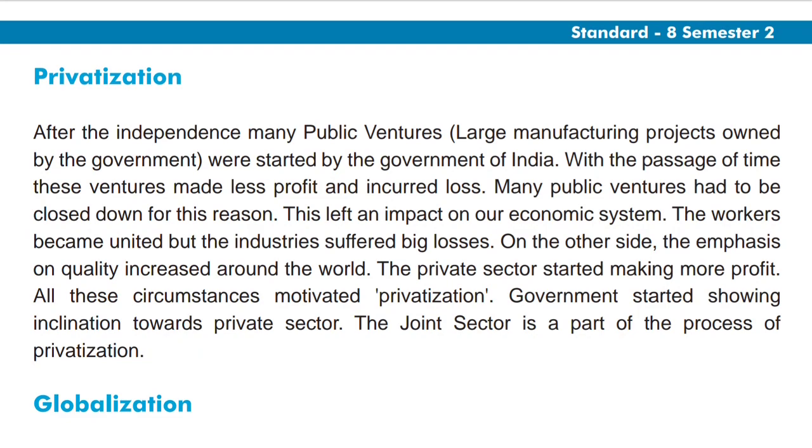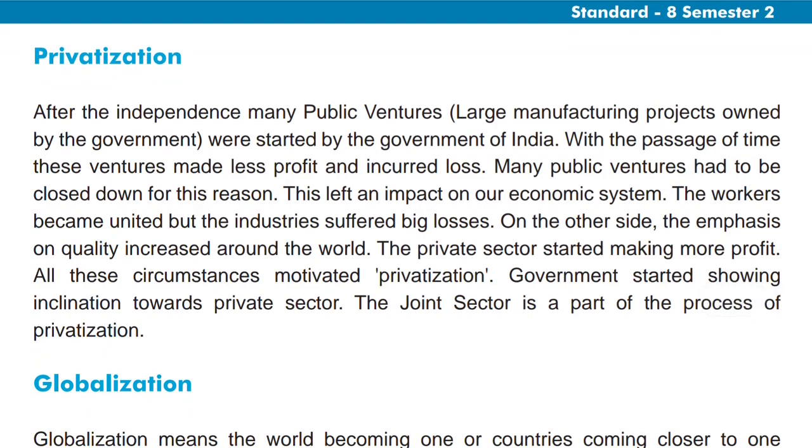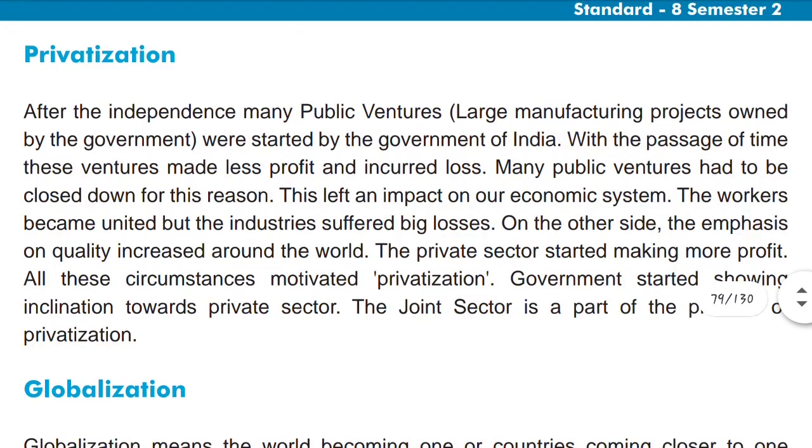You all know that if a shop is running at a loss, we cannot continue the shop for a longer period and we have to close it down at the end. The same thing happened with the public ventures. This had an impact on our economic system. The workers became united, but the industry suffered big losses. When the industries were closed down, the workers had no work. So they united and protested against the government to restart the industries. But as the industries were suffering big losses, they could not be started again.